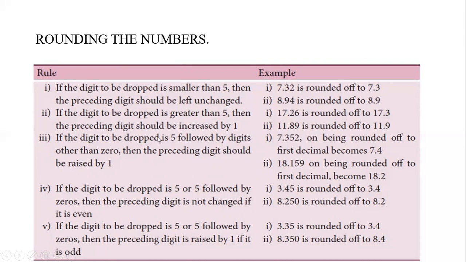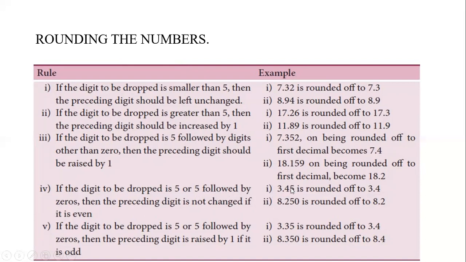Rule number 3. If the digit to be dropped is 5 followed by digits other than 0, then the preceding digit should be raised by 1. 7.352 on being rounded off to the first decimal becomes 7.4. If the digit to be dropped is 5 or 5 followed by zeros, then the preceding digit is not changed if it is even. Have a look at the value 3.45, rounded off to 3.4.